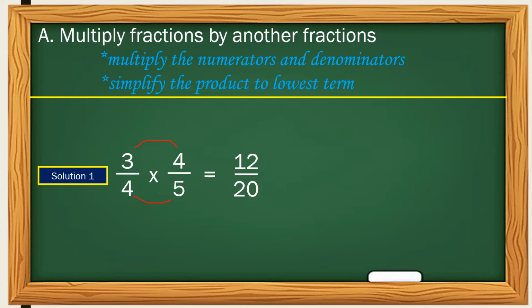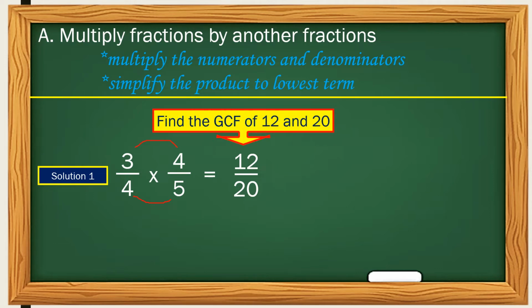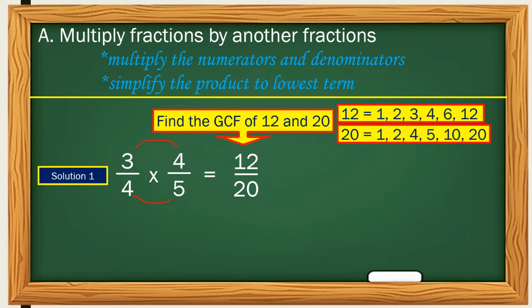So, next step is, we're going to simplify the product to lowest term. What we do is find the GCF of 12 and 20. So what are the factors of 12? So we have 1, 2, 3, 4, 6, and 12. Factors of 20, we have 1, 2, 4, 5, 10, and 20. And the common factor of 12 and 20 is 4.